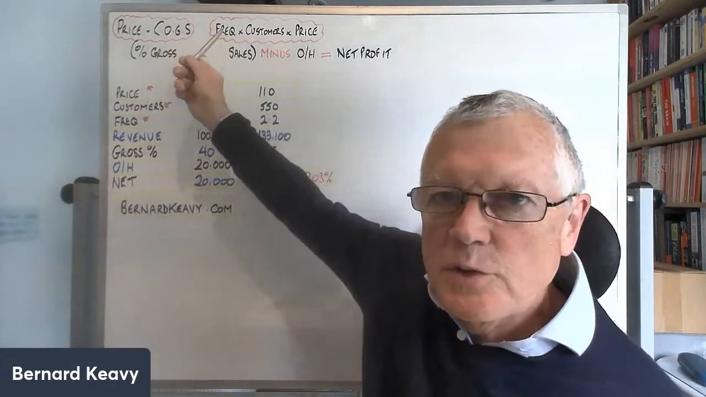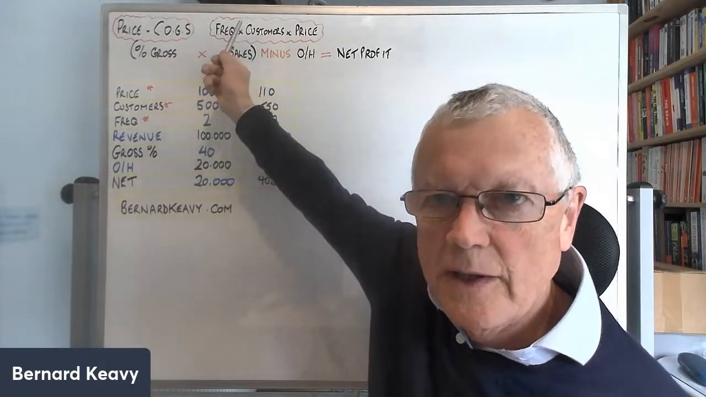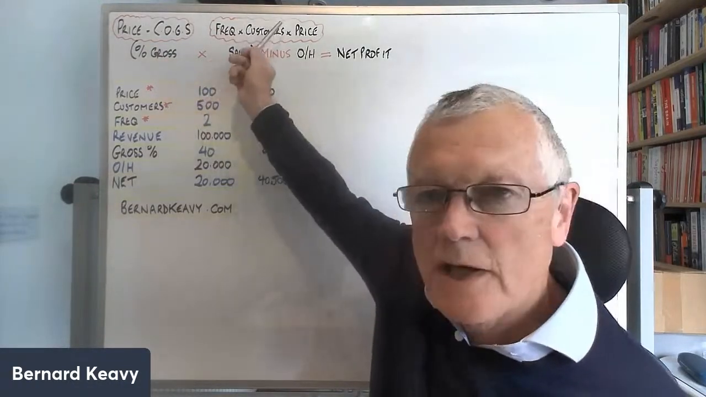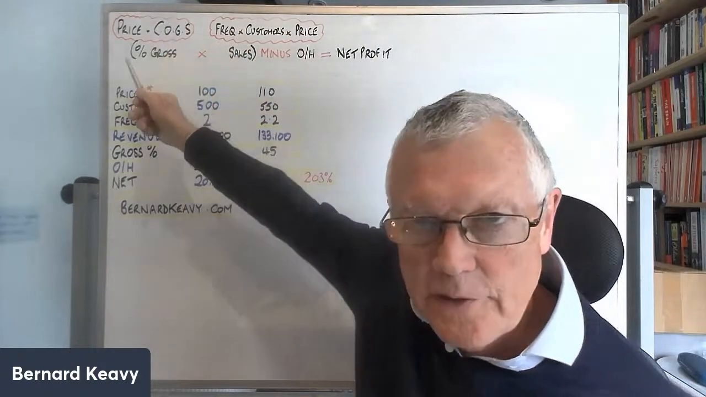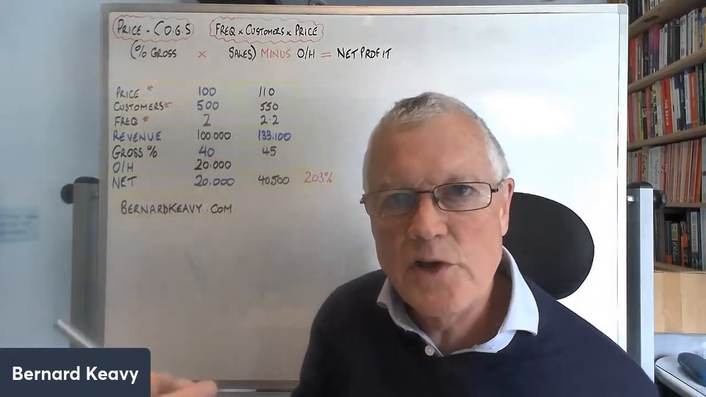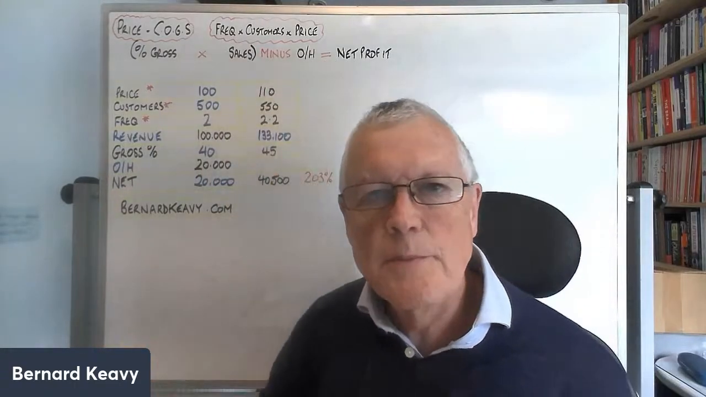The next one is your sales, and sales is made up of the frequency with which your customers buy times the number of customers times the price they pay each time. That gives you your sales. And if you multiply the gross margin by sales, that gives you your gross profit. Then if you take off the overheads, you end up with your net bottom line profit.